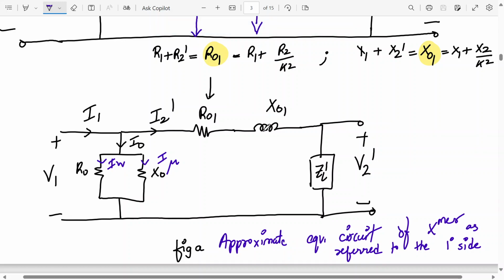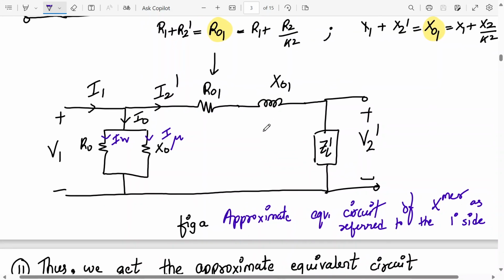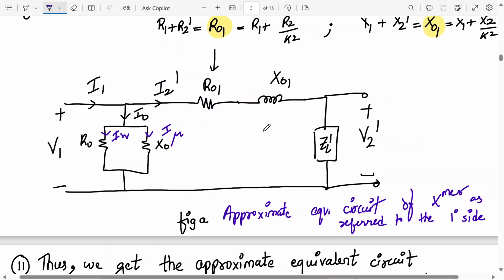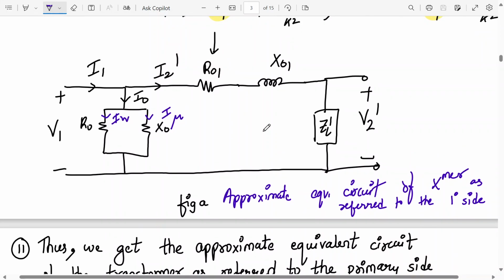So we have three currents, I1, I0 and I2 dash. Then we have V1, then we have V2 dash, ZL dash, RO1 and XO1. This is the approximate equivalent circuit of a practical transformer. Completed? Yes or no? Yes, sir. Okay.